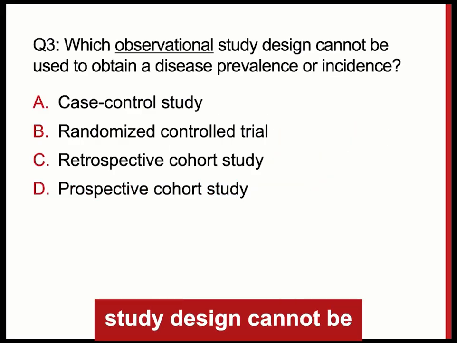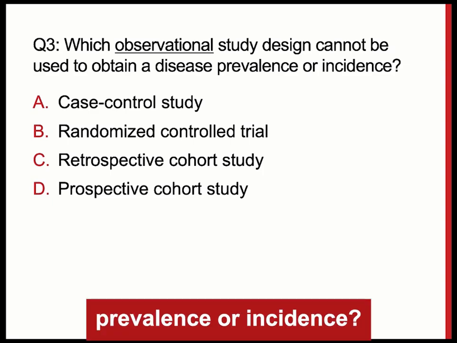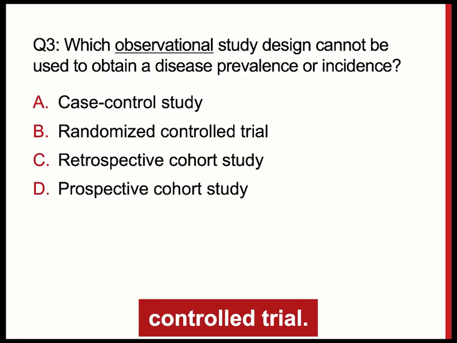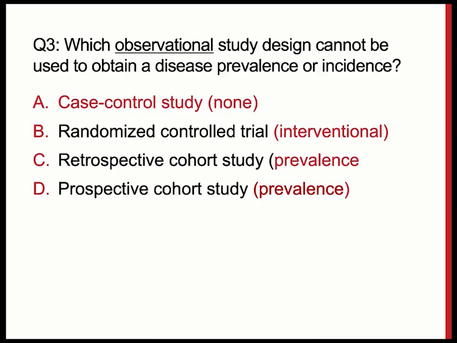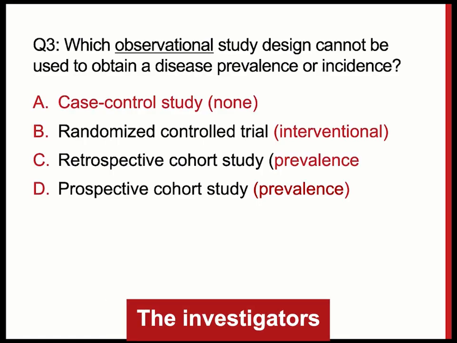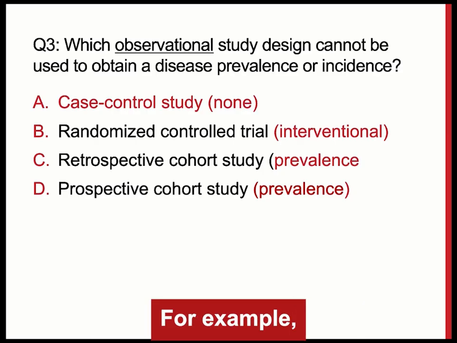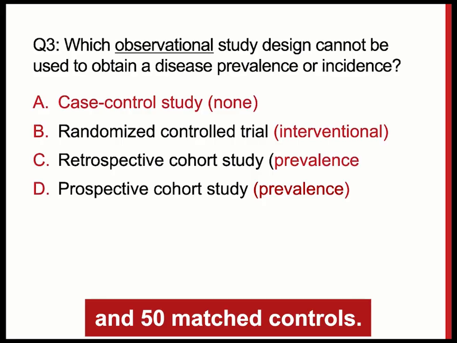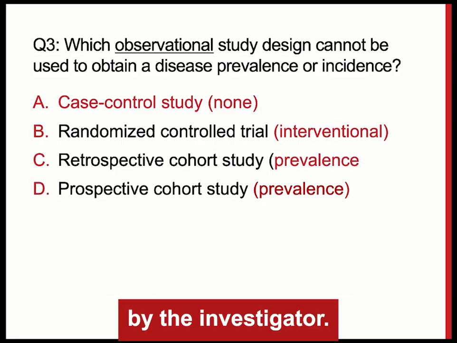Which observational study design cannot be used to obtain a disease prevalence or incidence? Case control study, randomized controlled trial, retrospective cohort study, or prospective cohort study? The answer is A, case control study. The investigators determine the ratio of the cases to controls in a case control study. For example, the investigators may choose 50 cases and 50 matched controls. The prevalence of cases is set at 50% by the investigator.